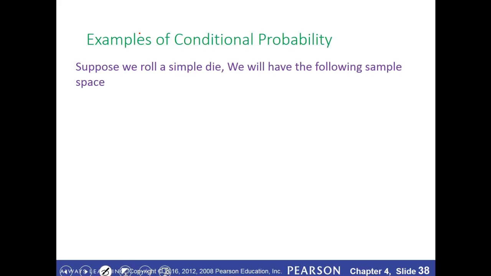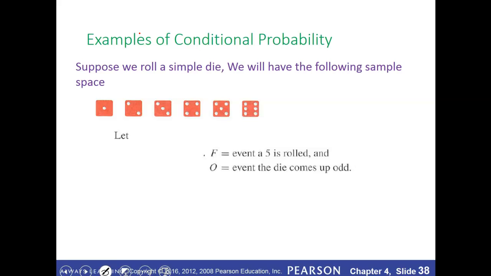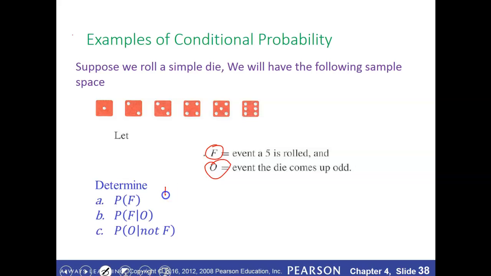So suppose we roll a die, and we'd have the following sample space, so we could get a 1, 2, 3, 4, 5, or 6. We have two events. We're going to let F be the event that a 5 has been rolled, and O would be the event that the die comes up as an odd number. And so let's just take a look and see what these look like. First, the probability of F, the probability that a 5 is rolled, is going to be 1 out of 6 different possibilities.